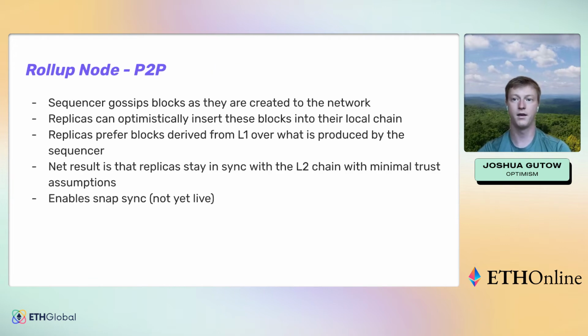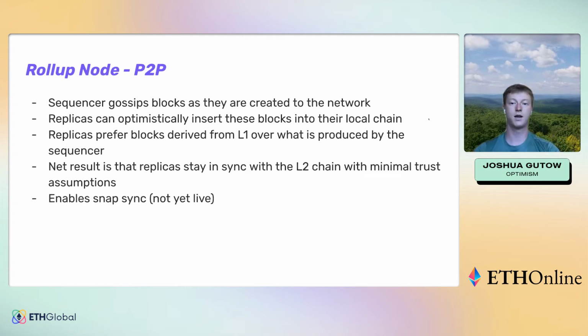Okay, P2P. Here we described how the sequencer gossips out blocks. The feature that's enabled here is that if you're just a replica on the network and you're subscribing to these unsafe blocks, or blocks that the sequencer has just created, your view of the network is incredibly up to date. And so you can choose to insert these blocks. Now, as part of inserting these blocks, we don't actually mark them as fully safe, because there's no guarantee that the block you received will get submitted to L1. So we prefer in the rollup node whatever gets submitted to L1 over what the sequencer says.